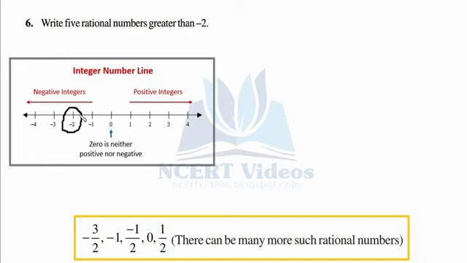Again, this is -2, and this is the range. If we divide these two numbers again into half parts, it would lie somewhere here, again here, and here. So what is this number? It is -3 over 2.